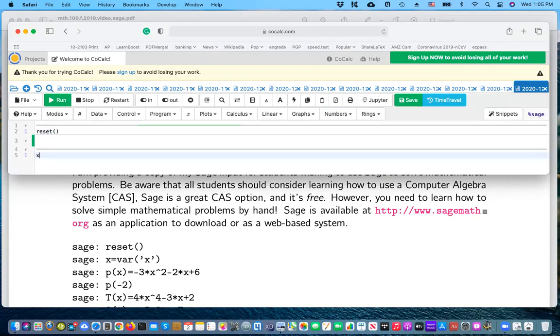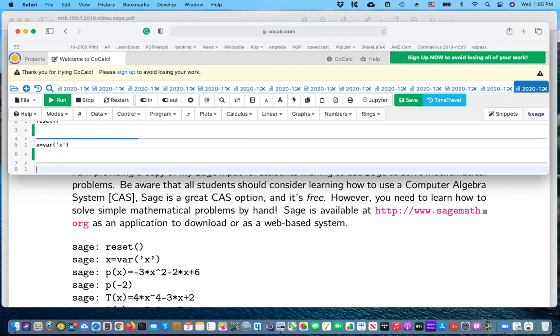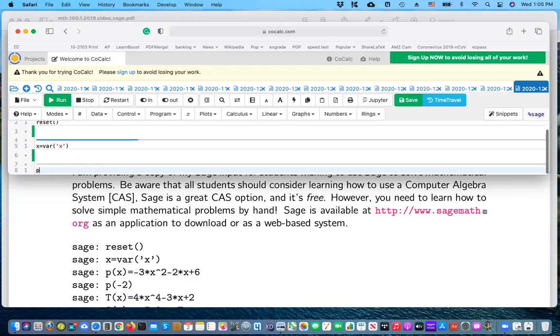The next thing we do is type in x equals var. And what is this thing? Oh, in computer science, it's defining a variable. All right, so now x is a variable. Then I'm going to type in p. I'm going to read that to you. It's p is the function of x. The equal sign means it's being assigned, just like we do in the notes, minus 3 star x squared. All right, minus 2 star x plus 6.